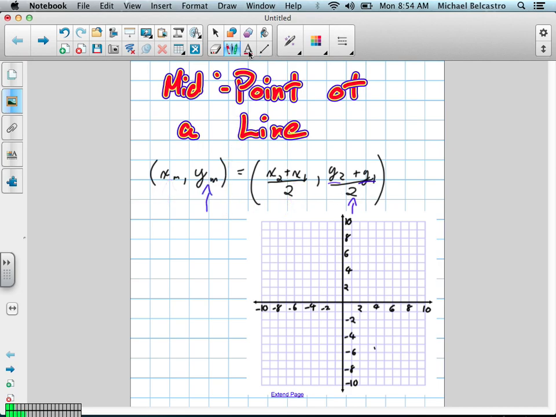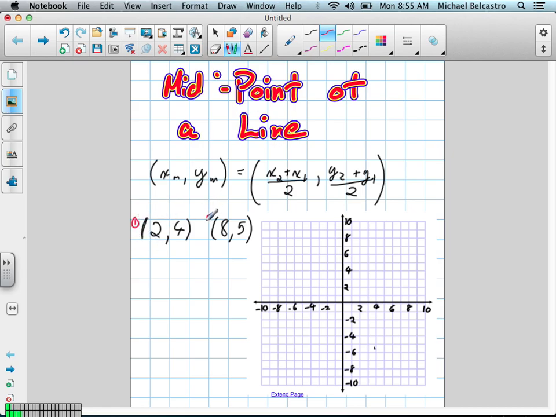What we're going to do is choose 2 points. We have a coordinate of 2 and 4, and another coordinate of 8 and 5. Now these 2 coordinates, I need to call one of them my x1, y1, and the other one my x2, y2. It doesn't actually matter which I call which, just as long as I stay consistent. So, for this argument's sake, we're going to say this is our first coordinate, this is our second.